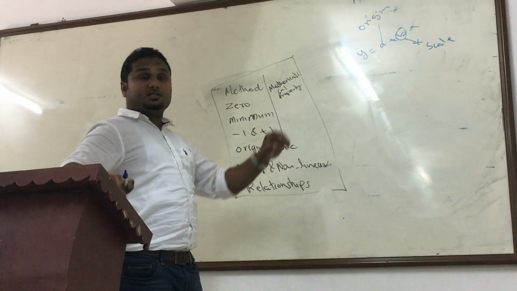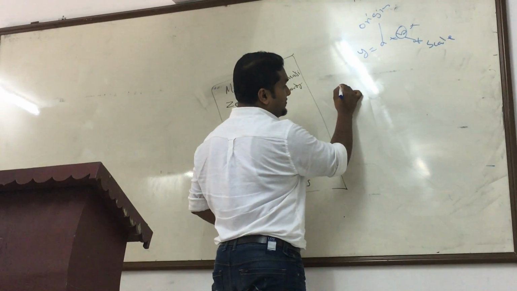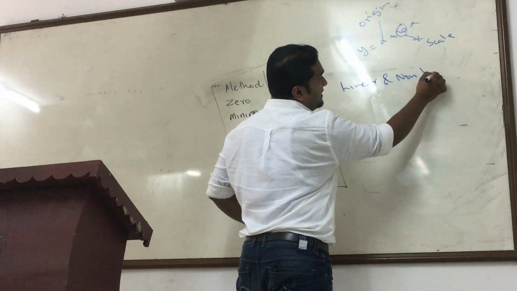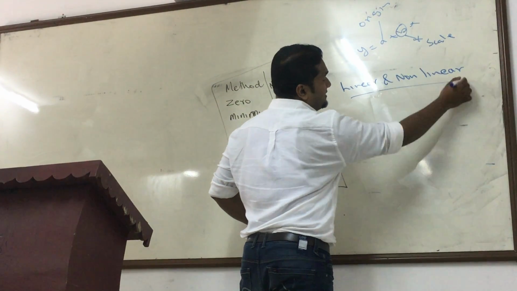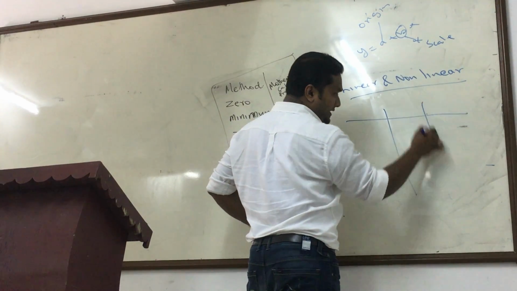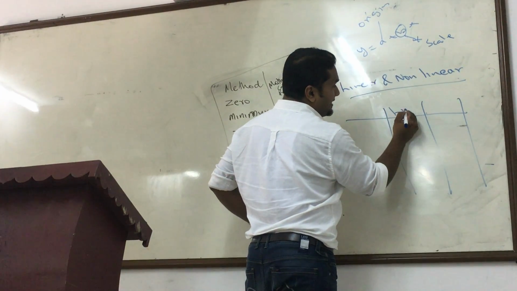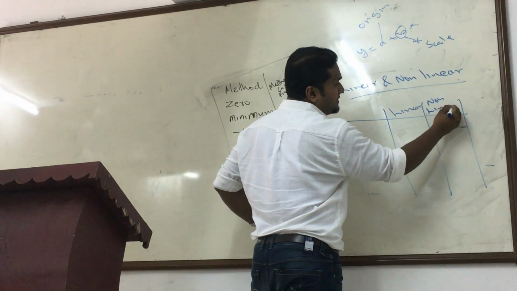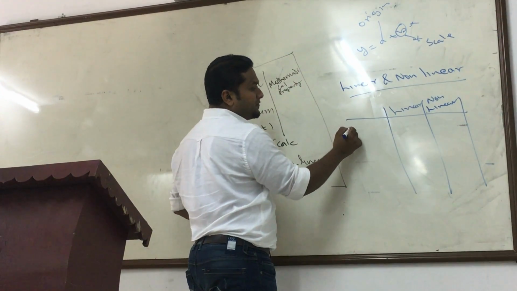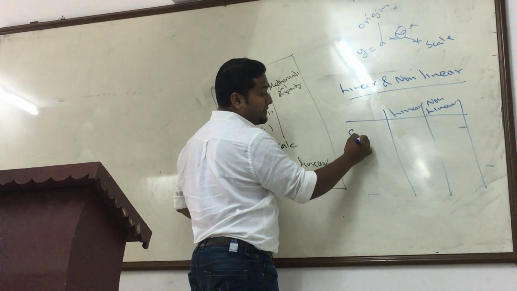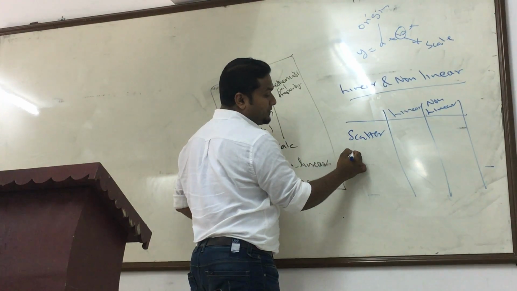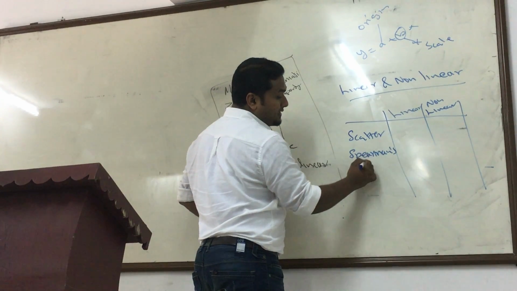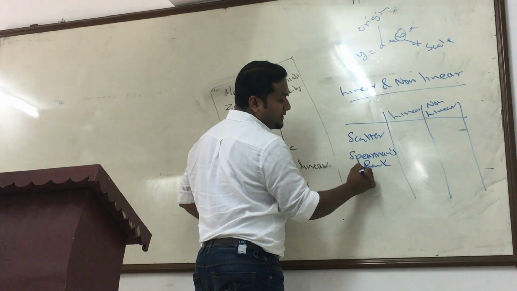Now I am going to discuss linear and non-linear relationship in correlation. This is another common question which is coming in your CA CPT. So, linear relationship, and the next one is non-linear relationship. Different measures of correlation are: one is scatter diagram, the other one is Spearman's rank correlation.